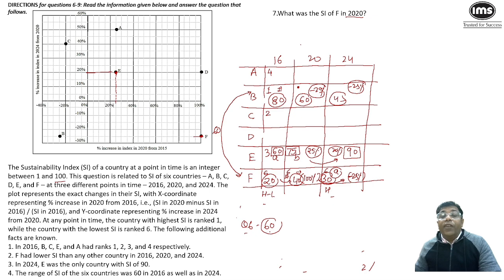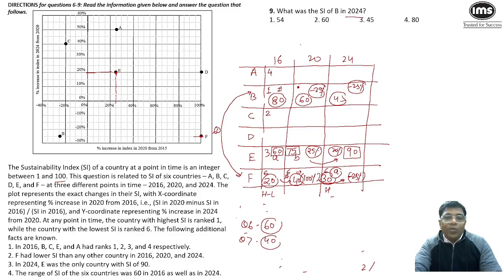What was the SI of F in 2020? That we have already calculated. SI of F in 2020 has to be 40. Great. So we've already been able to solve 2 questions. Third, what was the SI of C? Now this is what we have to calculate. But I'll look at the next question as well. What was the SI of B in 2024? I think that we have also calculated. SI of B in 2024 is 45. So you can say option third is going to be the correct answer.